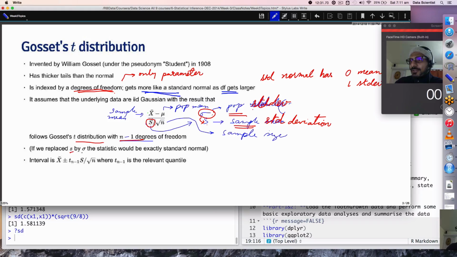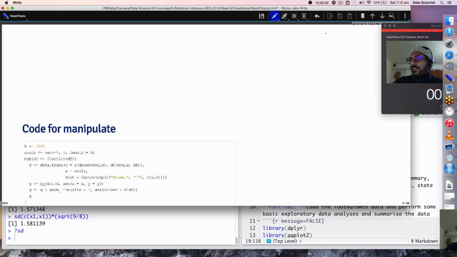So if we were to replace S by sigma, the statistic would be exactly standard normal. And so the intervals in this case are x bar plus minus t n minus 1, because n minus 1 degrees of freedom, times S upon square root of n. So this is what we get for the t distribution. Now what we will go ahead with doing is get into R.